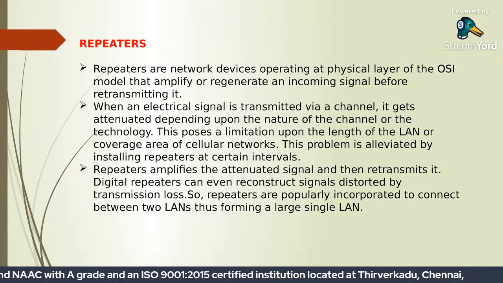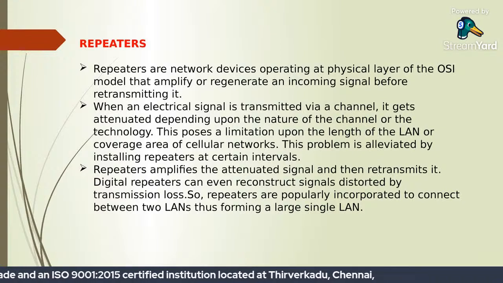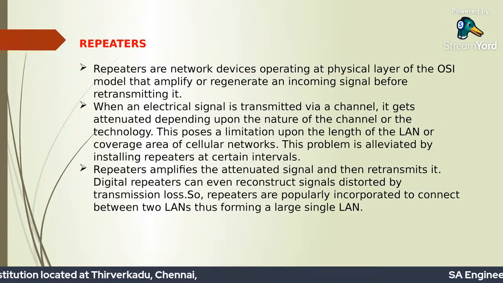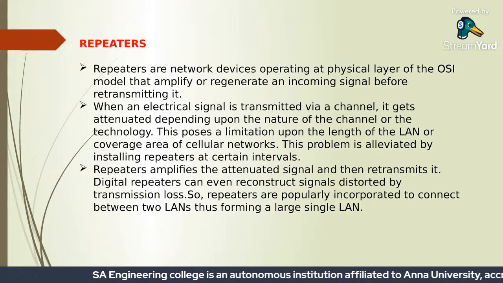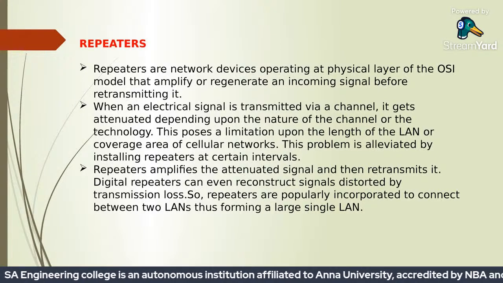Repeaters. Repeaters are present in the physical layer of the OSI model. The OSI model consists of 7 layers. In that, the repeaters mostly operate in the physical layer, and the main function of the repeaters is to regenerate the signals.